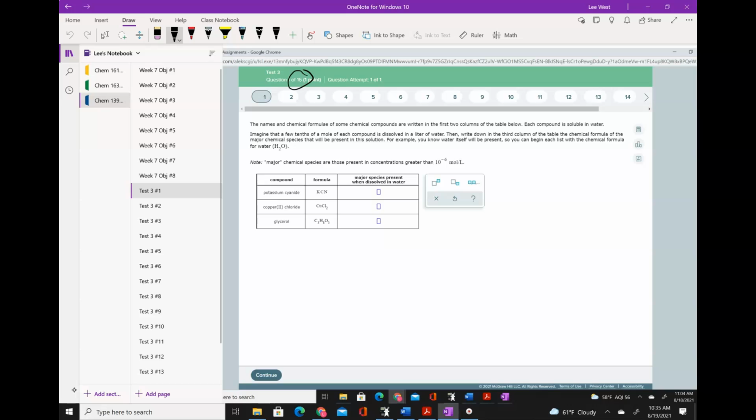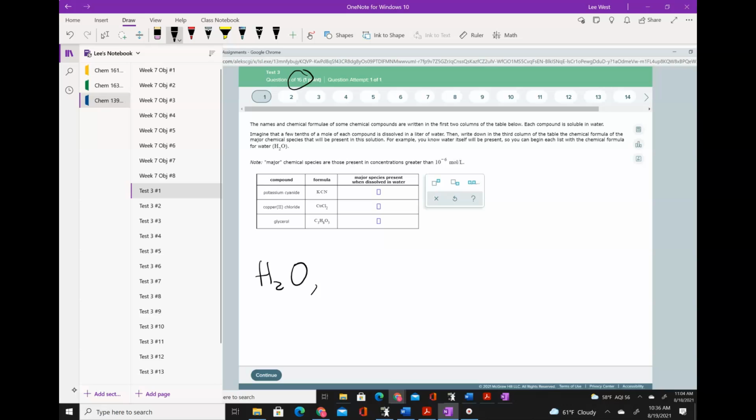Water has a molar mass of 18 grams per mole. So in a litre you have 1,000 grams, you have many moles of water. So water is the major component. And then it says, then write down in the third column of the table the chemical formula of the major chemical species that will be present. Well, in every case, water is going to be present because that is there in a very large amount, and water is present as water molecules. So we're just going to write H2O.